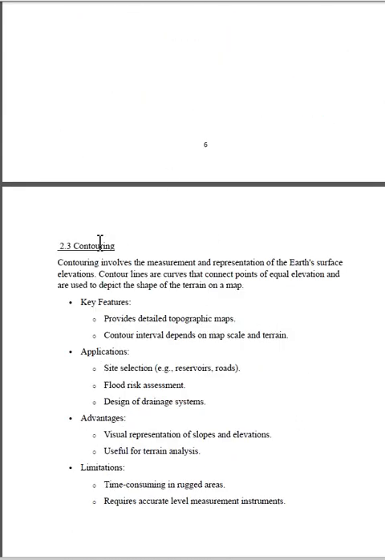Next is contouring. Contouring involves the measurement and representation of the Earth's surface elevation. Contour lines are curves that connect points of equal elevation and are used to depict the shape of the terrain. Features: provides detailed topographical map, and contour intervals depend on map scale and terrain.